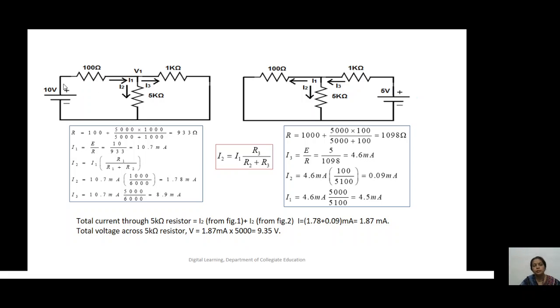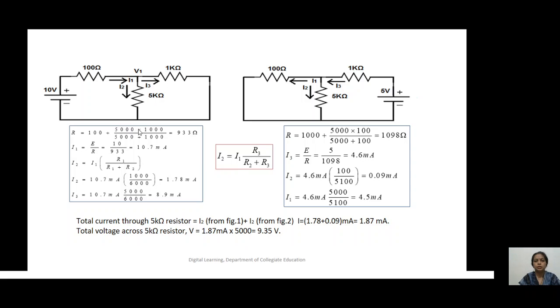So, 10 volt is supplying a current equal to I1. So, that I1 when it reaches here divides into two branches, I2 and I3. So, 5 and 1K are in parallel here. Whenever current divides, that is called as a parallel combination. Whenever current is the same, it is series combination. So, 5 and 1K are in parallel.